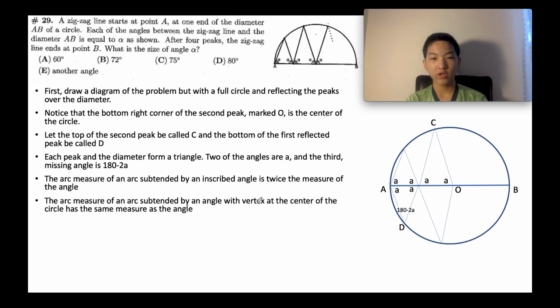The arc measure of an arc subtended by an angle with the vertex at the center of the circle has the same measure as the angle. So an angle with the vertex at the center of the circle will just be an angle like this, where this is the vertex right here. And then this will be the arc that is subtended.